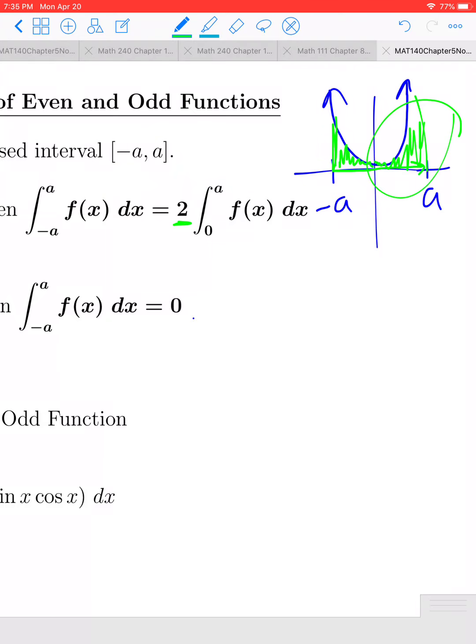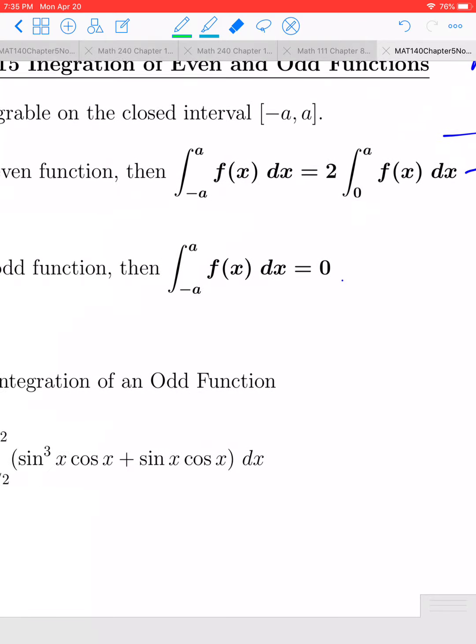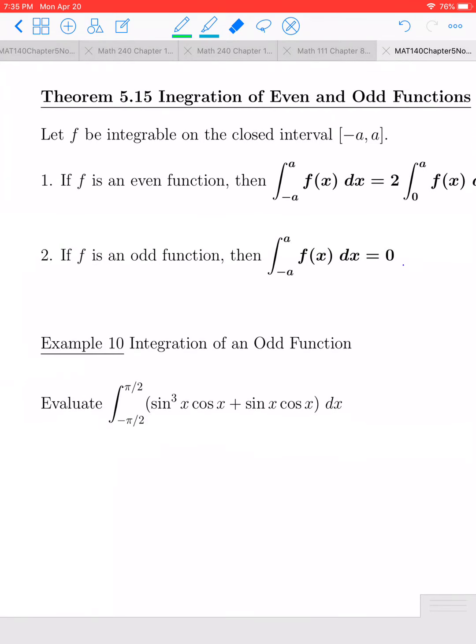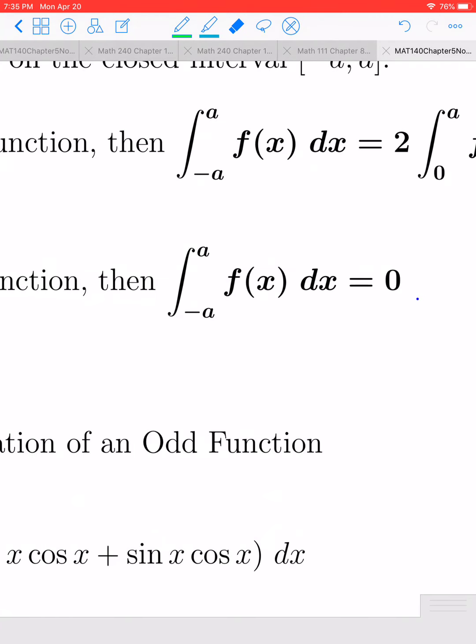This is usually pretty time-saving, simply because using the number 0 in a calculation tends to simplify things as opposed to having to use any other real number. On the other hand, if f is an odd function, then the definite integral from negative a to a of f of x dx is going to be equal to 0.